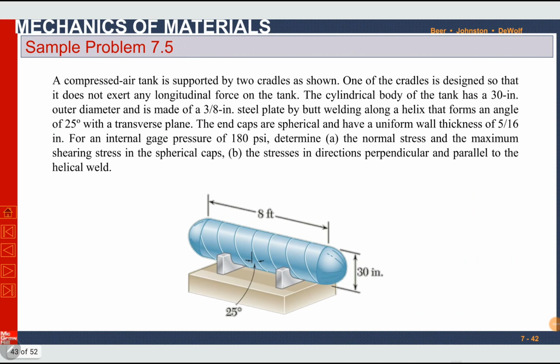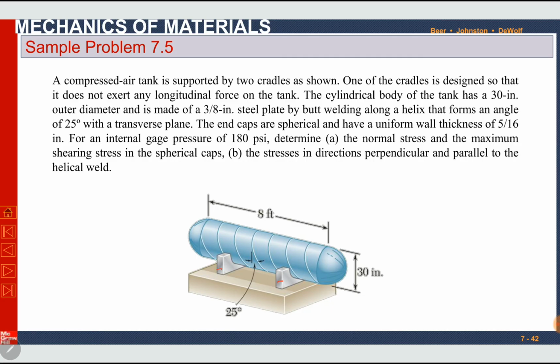Okay. Next is sample problem 7.5 from the textbook, a very important one, a very interesting one as well. A compressed air tank is supported by two cradles as shown, this one and this one. One of the cradles is designed so that it does not exert any longitudinal force on the tank. So it means when the tank expands, it can move in the longitudinal direction along one of the cradles.